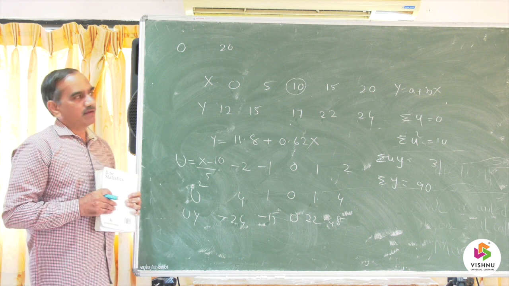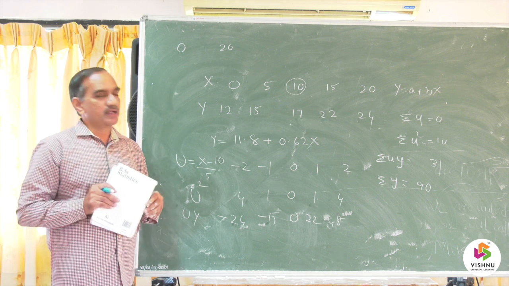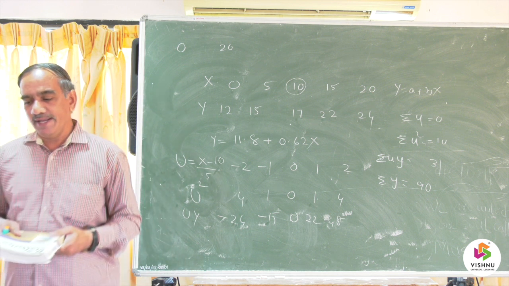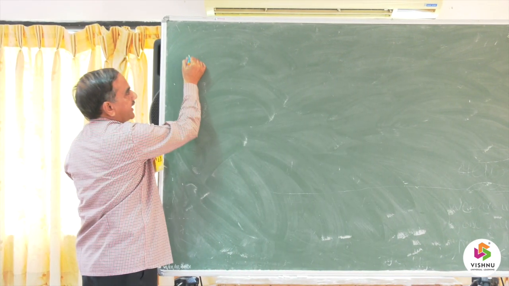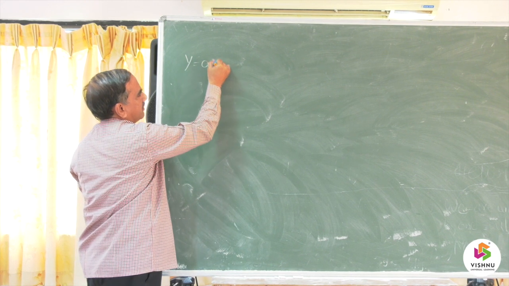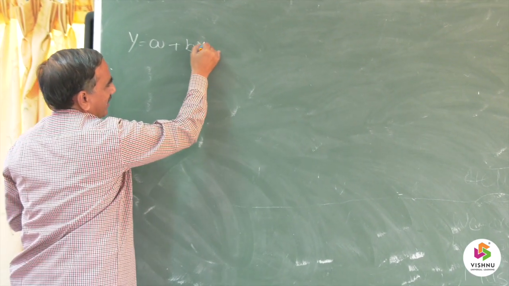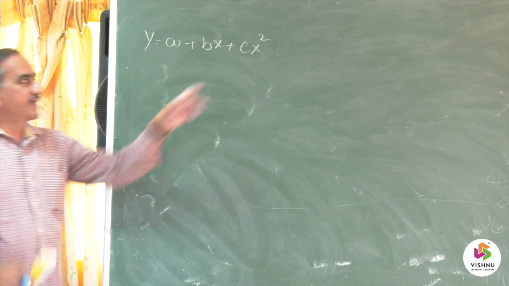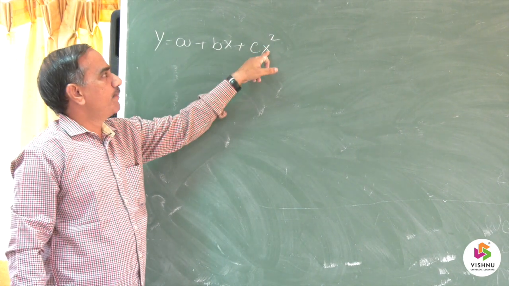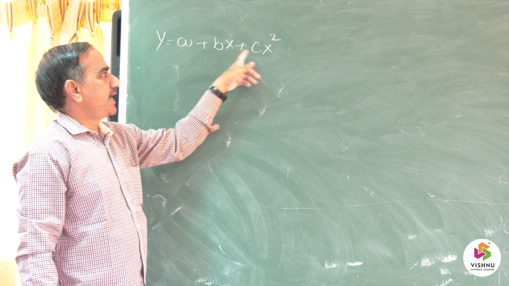As a second method, this time we want to go for the second degree parabola. Sometimes we may want to fit a second degree parabola for the given data. So the second degree equation, a plus bx plus cx square. Okay, so power rises to 2. So a second degree parabola with 3 parameters a, b and c.